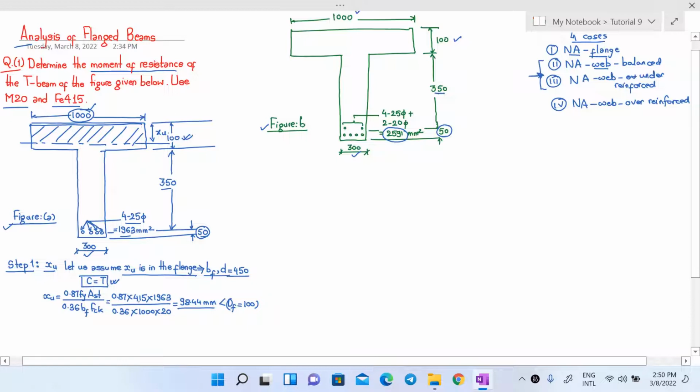Now let us find whether our beam is under, over, or balanced section. To do that, we have to find Xu max here, which is given as 0.48 D for Fe415 grade of steel. 0.48, the value of D is 450. If you multiply these two, you will get this as 216 mm nearly. Now if you compare Xu and Xu max, you can see that the value of Xu is less than the value of Xu max. Hence our beam is under reinforced.